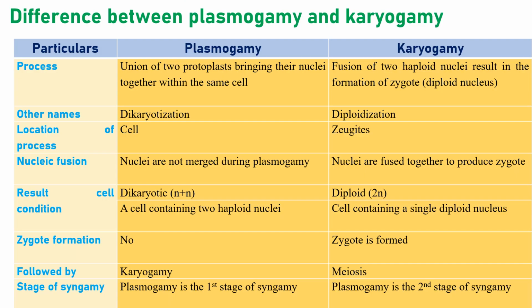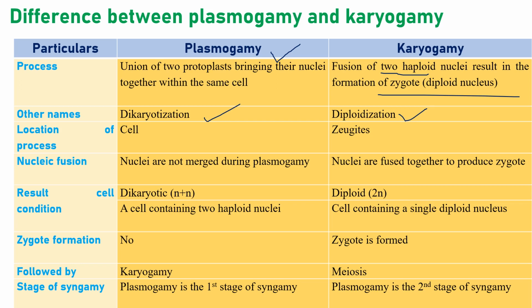Now the difference between the events of sexual reproduction, that is, plasmogamy and karyogamy. In plasmogamy, two protoplasts bring their nuclei together into a single cell. That is generally called plasmogamy. Meiosis is generally a reduction division. Sorry, not meiosis, karyogamy, right? In karyogamy, two haploid nuclei are fused to form a zygote. Generally, we can observe this in the Zygomycota group of fungi, where the two haploid nuclei come in contact and fuse to form a zygote. Another name for plasmogamy is dikaryotization, whereas karyogamy is known as diploidization.